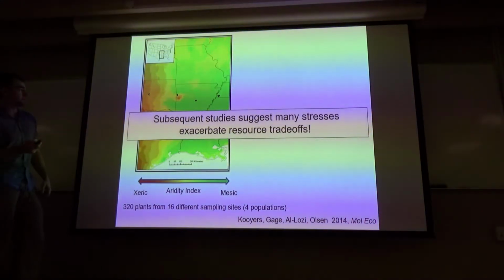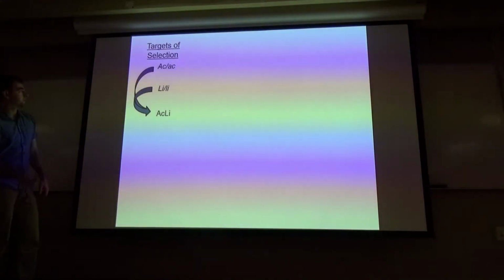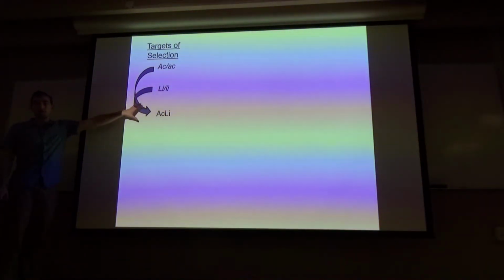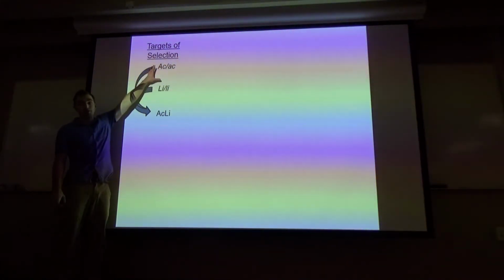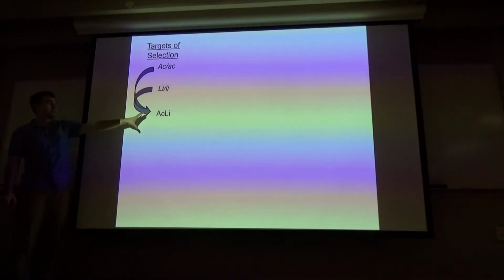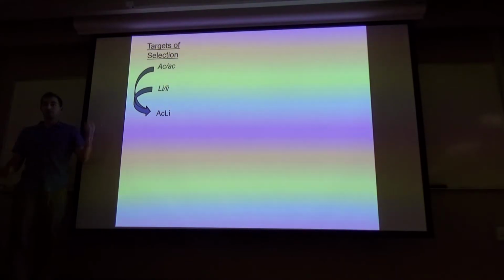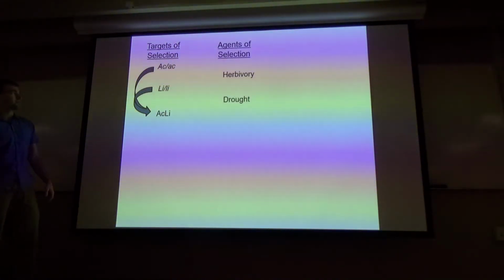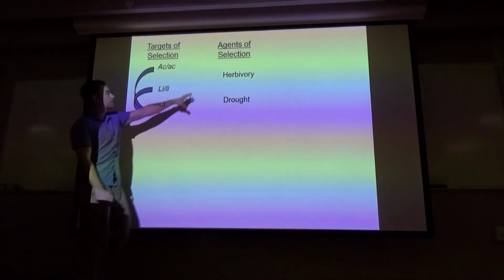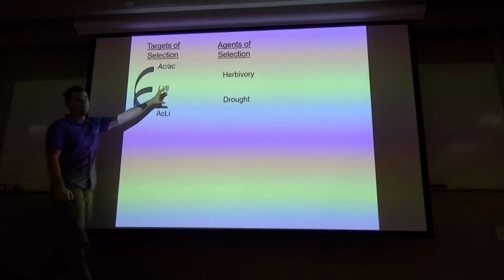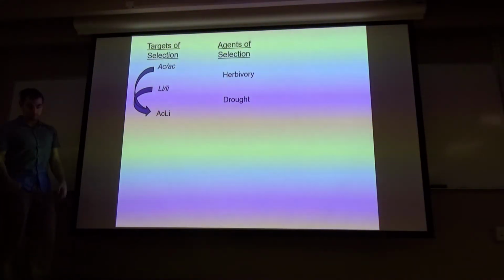So what did I just tell you? I told you that there are multiple targets of selection in this system. We had the ability to produce cyanogenic glucosides, the ability to produce linamarase, and the ability to produce hydrogen cyanide in the system as possible different targets of selection that could be acted upon as phenotypes in those populations. I told you that there are multiple different agents of selection that could be acting upon those that create differences in fitness in different environments.